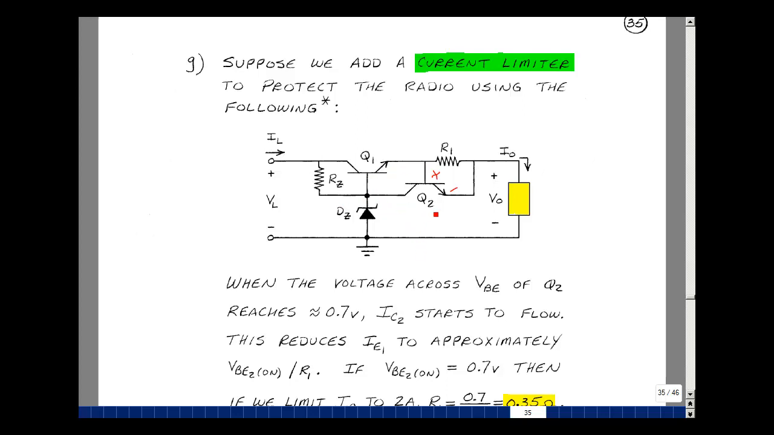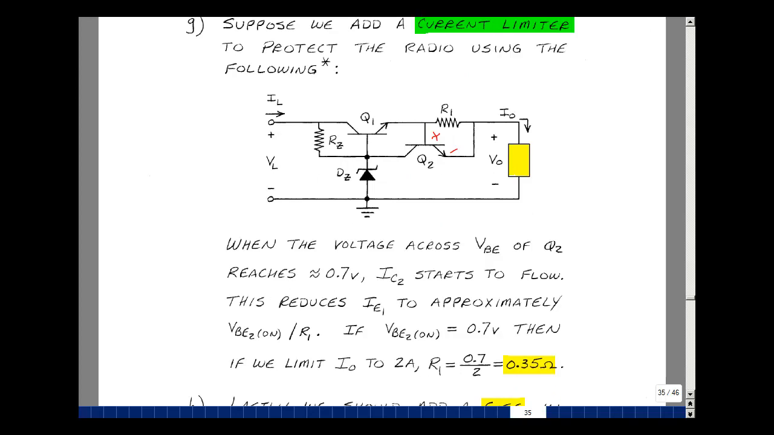When Q2 goes active, the voltage across the collector emitter of Q2 is the difference between the Zener voltage and now the new output voltage, because this is a current source. Suppose we want to limit the current to 2 amps. Then this resistor would be 0.7 volts, if that's the turn-on voltage for Q2, divided by 2 amps. You need a resistor of about 0.35 ohms. Since Q2 is pulling a small base current from Q1 into its collector, we could use any low-power NPN transistor for Q2, for example a 2N3904.